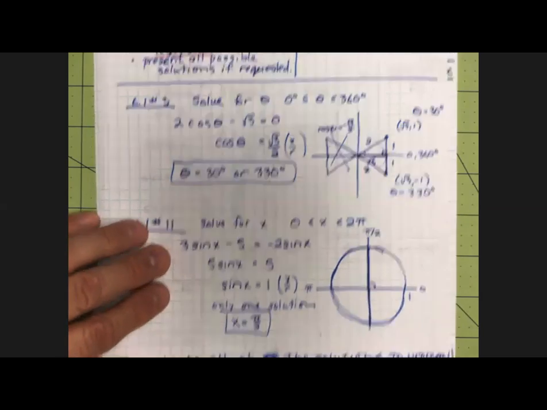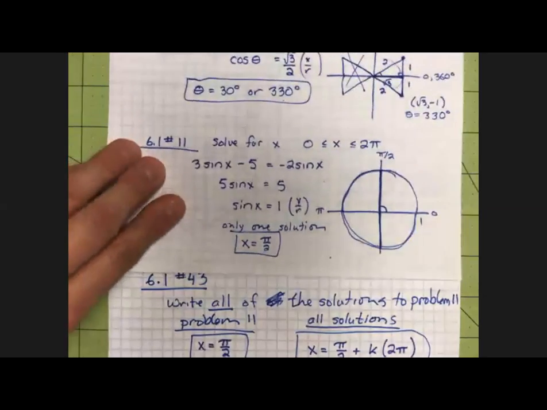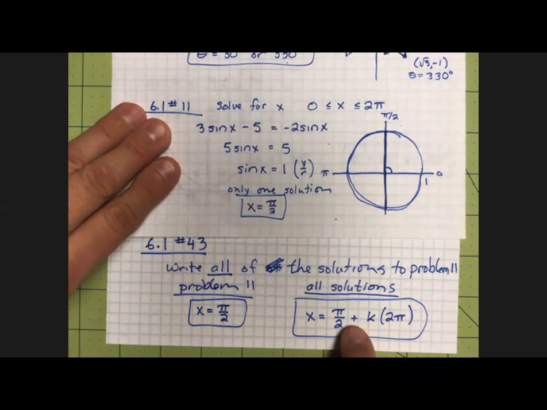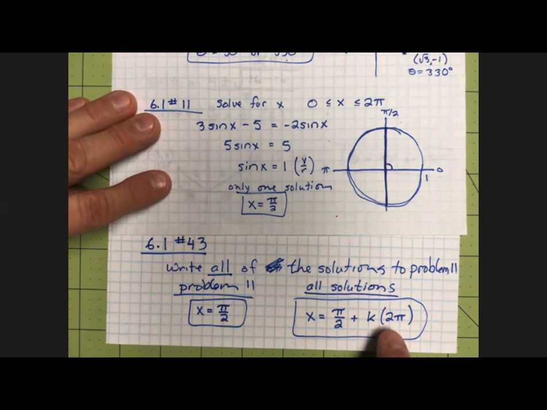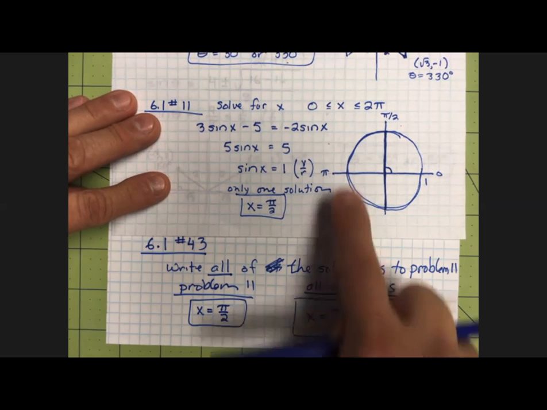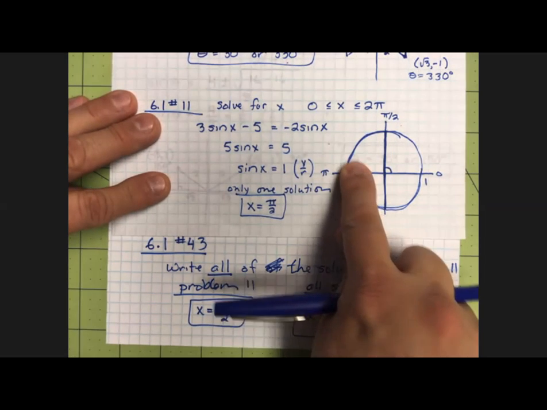Oh, sorry. Erase the paper. Writing plus k times 2 pi covers you if someone is asking for all solutions. In this case, I only had pi over 2 as a solution, so I don't have to write any others. If there were other ones, I might have to add a 2k pi to those too. I'd have to see what the case was, but this covers me for all solutions to problem number 11 over any interval.